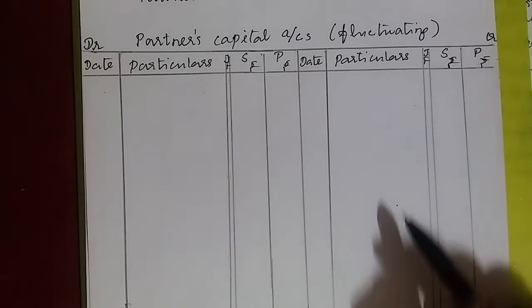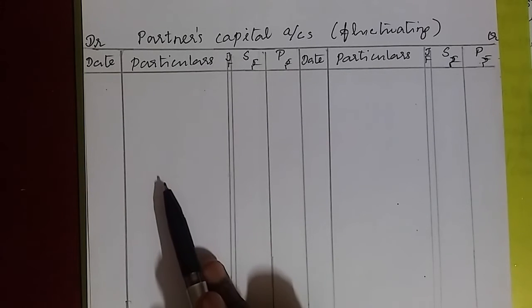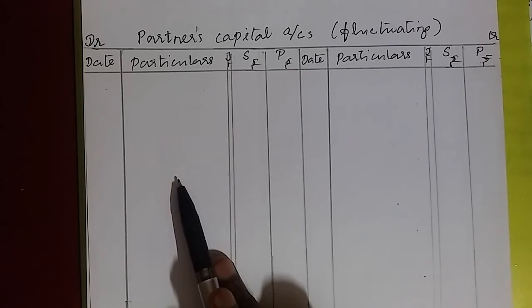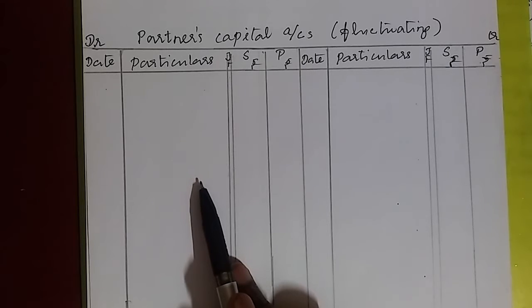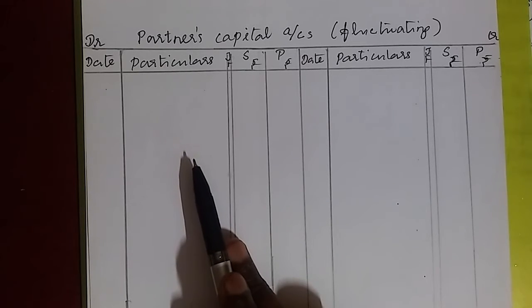Got it? These are the incomes. And what are the expenses to the partners? Interest on drawings. Why is it an expense? Because the partner will pay that interest to the firm. And one more is drawings. Drawings is a debit balance, so we should show this drawings on the debit side.